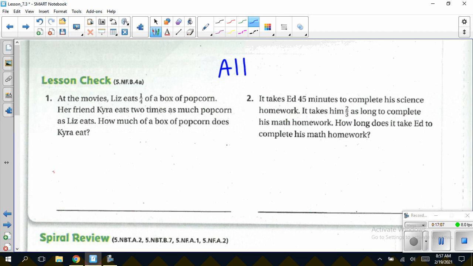So we know that we are taking 2 times 1/4 to get our answer for how much of a box of popcorn Kyra eats. For number 2, it takes Ed 45 minutes to complete his science homework. It takes him 2/3 as long to complete his math homework. How long does it take Ed to complete his math homework? So we are going to be taking 45 over 1 times 2/3.